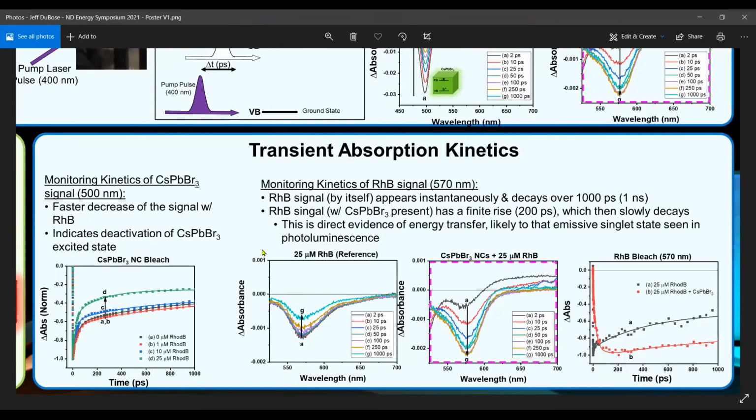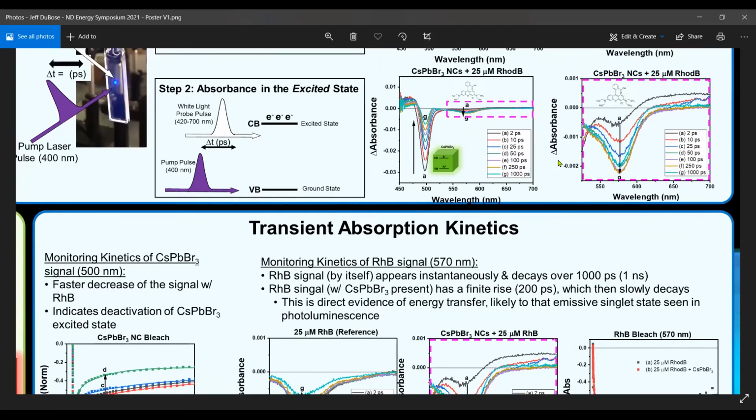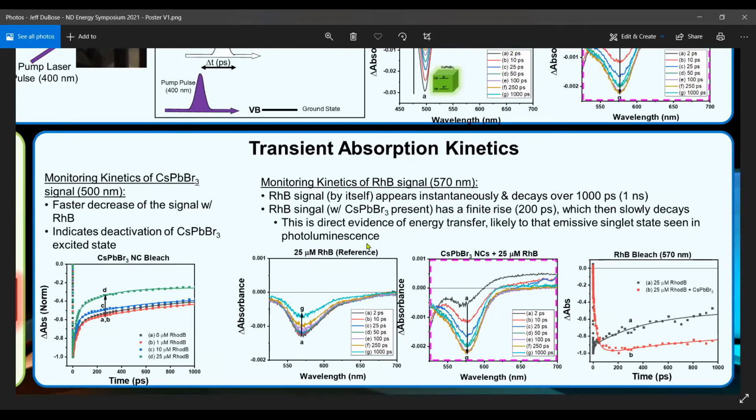The slightly more interesting thing is what's actually happening with the rhodamine B. This is a reference spectrum of the rhodamine B by itself, and then on the right, just with the nanocrystals and the rhodamine B. If we look at the kinetics of these two, this is the black trace here, we get basically an instantaneous appearance of the rhodamine B signal, and that starts to decay over the course of 1,000 picoseconds.